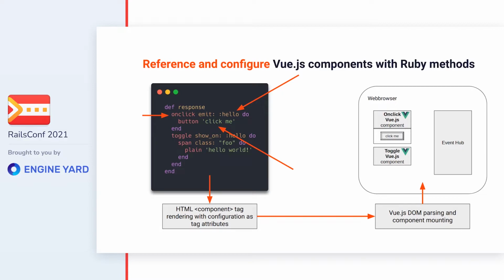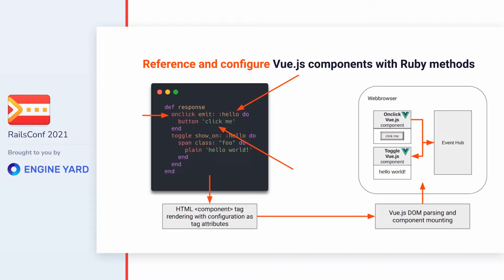So we defined a UI which will show a button which says click me. And when that button is clicked, the event hello is emitted and then received by the toggle component, which will show its content, in this case a span containing the string hello world. Just like this, the inline edit switch in the demo was implemented.